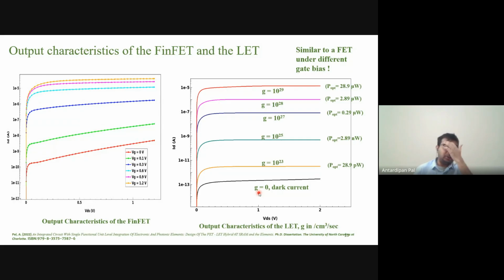Now, one thing which I forgot to mention: the nanowire which we use for simulation is undoped. If you dope it, there is a problem. If you dope it, the dark current will increase. So it's fundamentally undoped, an almost intrinsic semiconductor. It's not doped.